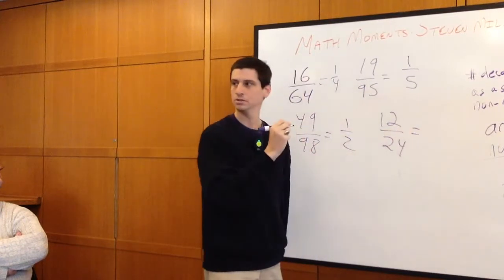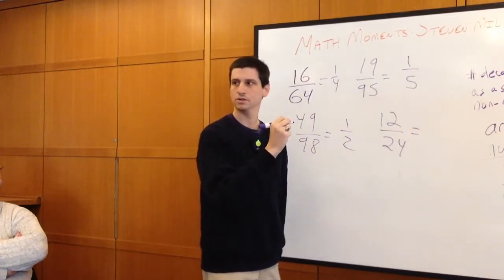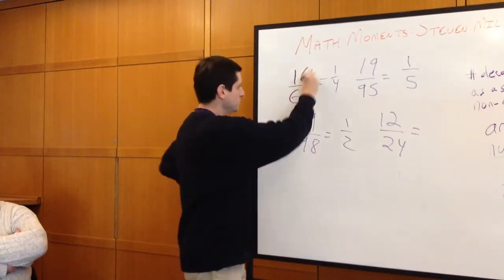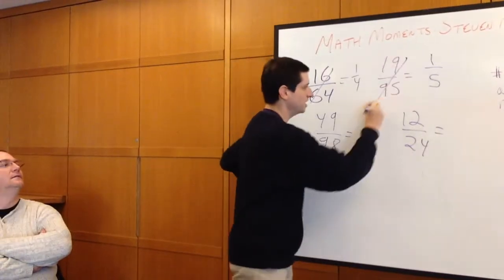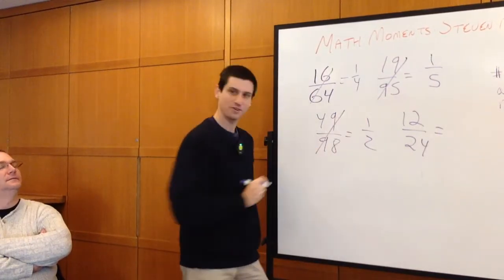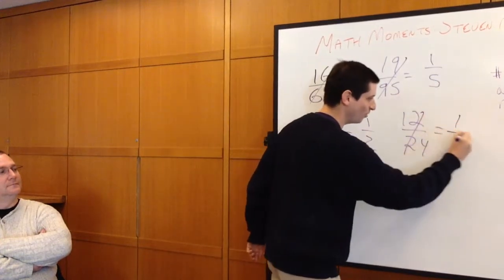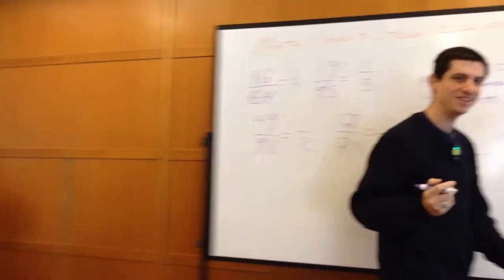I'm sorry? 1/4. 1/4. Oh yeah, cancel the 6's, I get 1/4. Cancel the 9's, I get 1/5. Cancel the 9's, I get 4/8, which is the same as 1/2. So 12 over 24 must be 1/4, right?